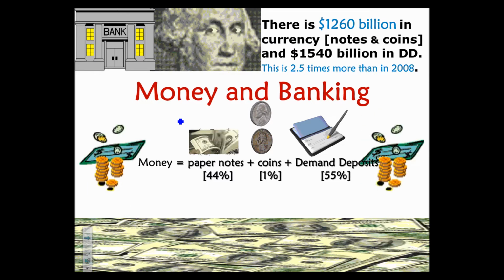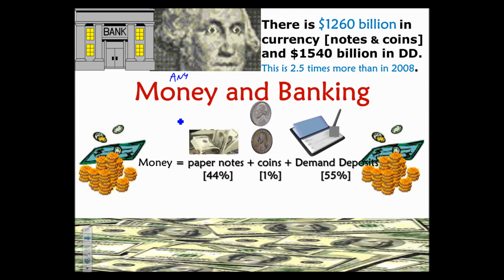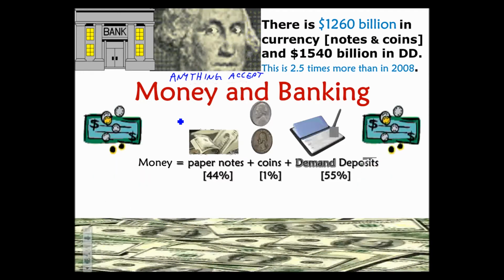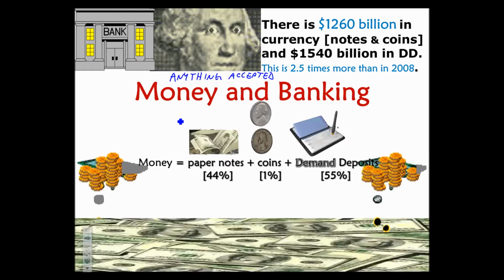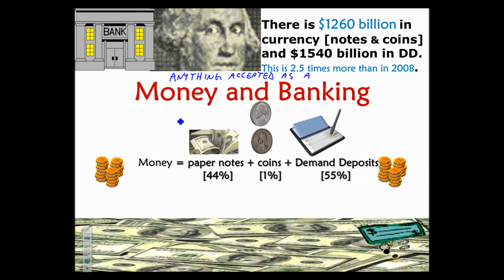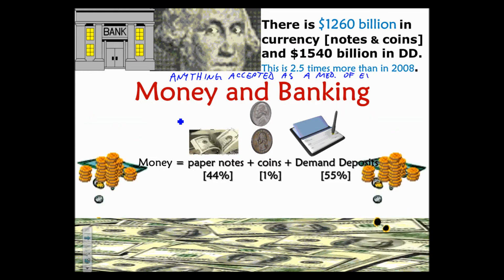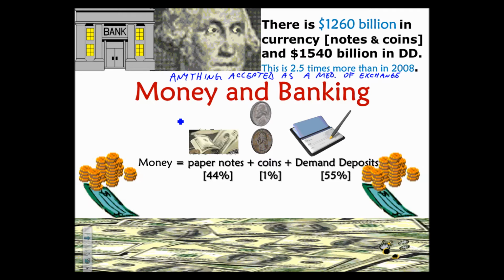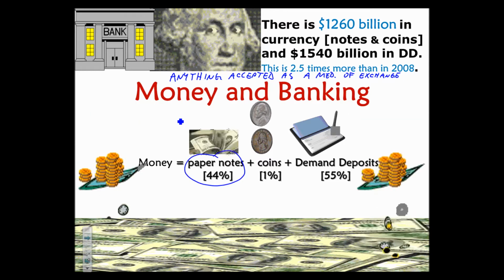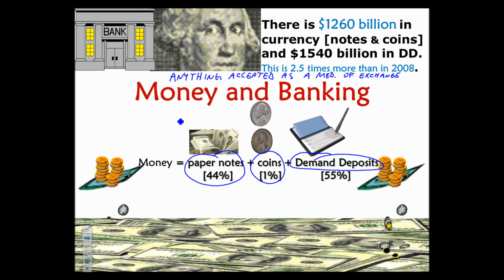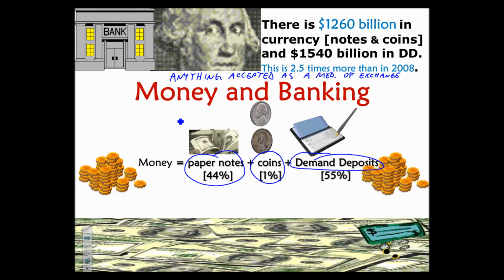Really, it's this. It's anything accepted as a medium of exchange. Okay? In our system, money is basically the paper notes that you carry in your wallet, the coins you may or may not have in your pocket, and what we have in our checking accounts. Checking accounts are also called demand deposits. So that's what money is in our system.